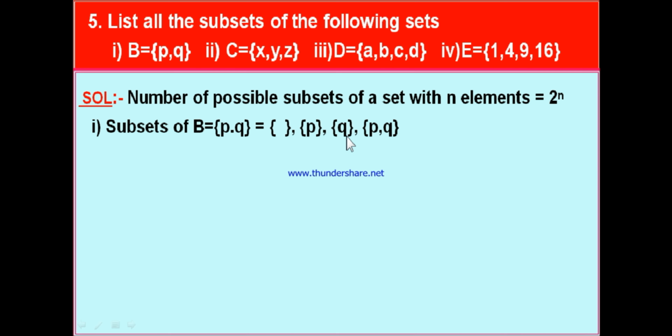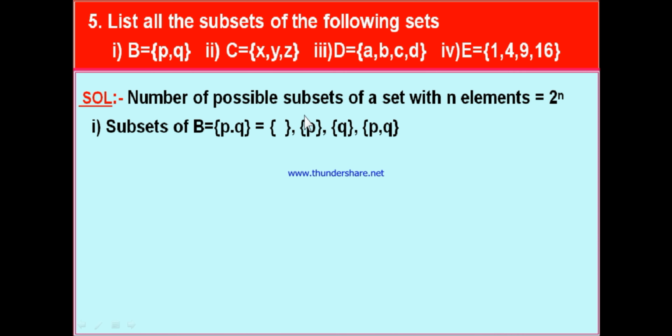Set Q. Here the element is Q. This element is also present in B. Therefore, every element of this set is also an element of B. Therefore, this is also a subset of B. And set PQ. Set PQ means the elements are P and Q. All elements of the set PQ are also elements of B. Therefore, this is also a subset of B.